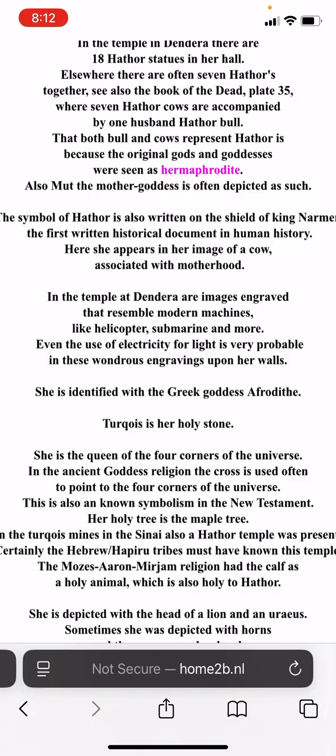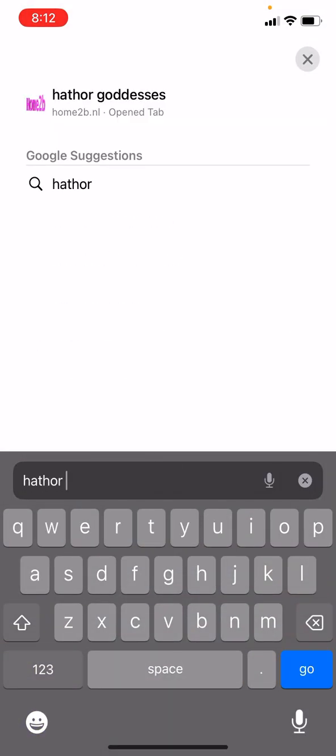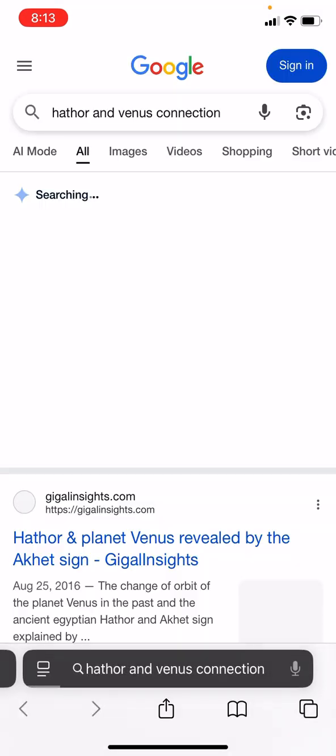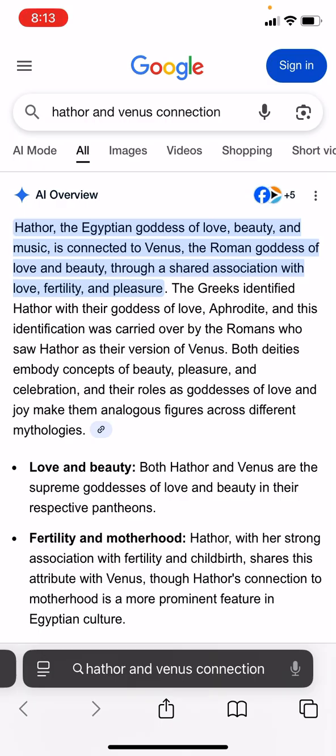Now, we're talking about Hathor here. So, let's do Hathor and Venus connection. Hathor, the Egyptian goddess of love, beauty, and music, is connected to Venus, the Roman goddess of love and beauty, through a shared association with love, fertility, and pleasure. The Greeks identified Hathor with their goddess of love, Aphrodite, and this identification was carried over by the Romans, who saw Hathor as their version of Venus.